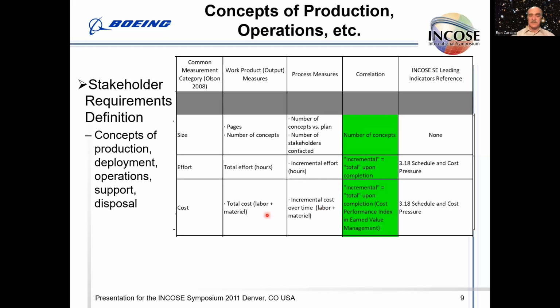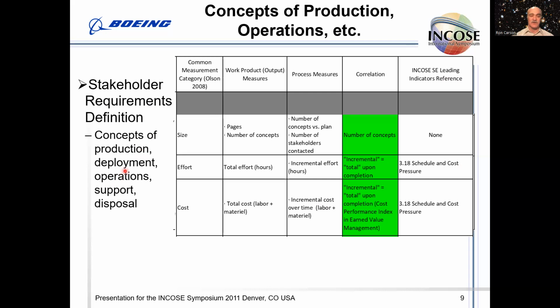And you'll see a series of tables that look like this. So the first column is the common measurement category, the work product measures that one might apply, the process measures, what I think the correlation might be, and any reference to the INCOSE leading indicators.